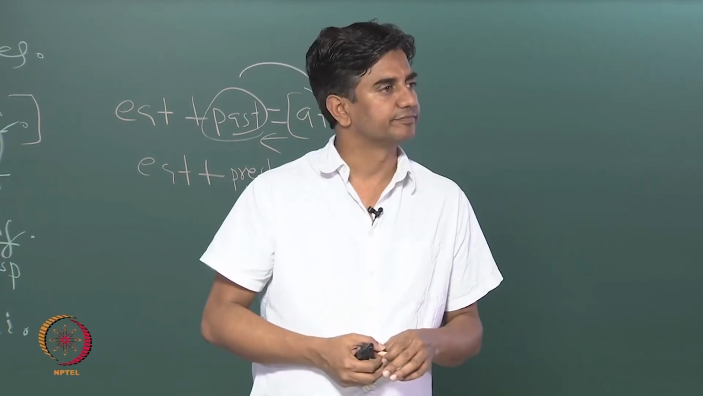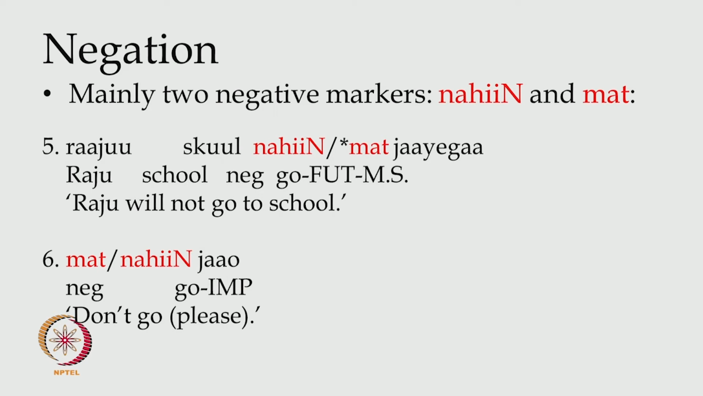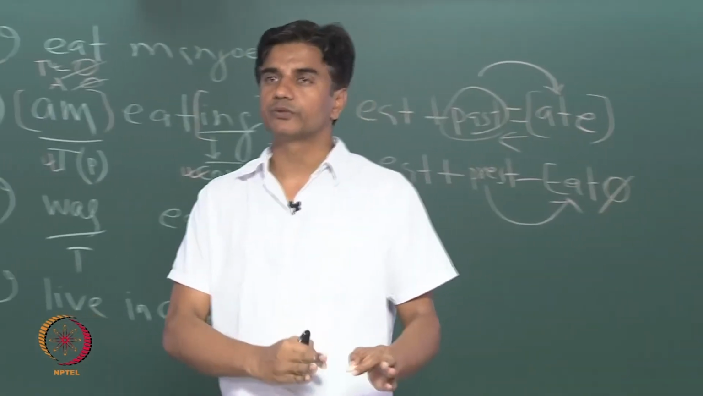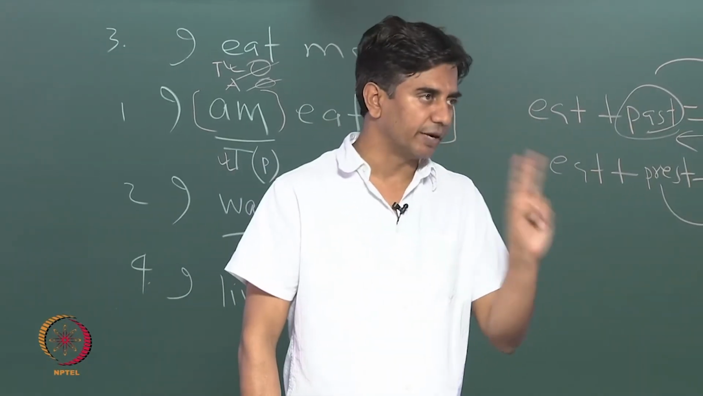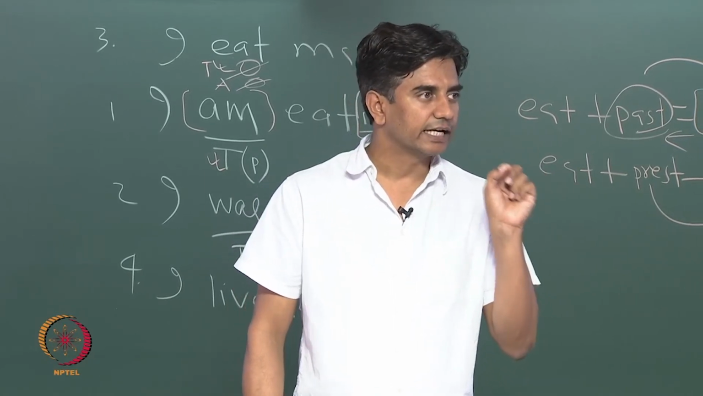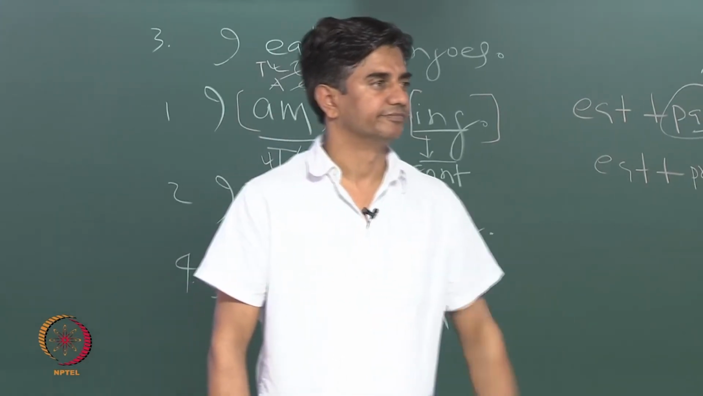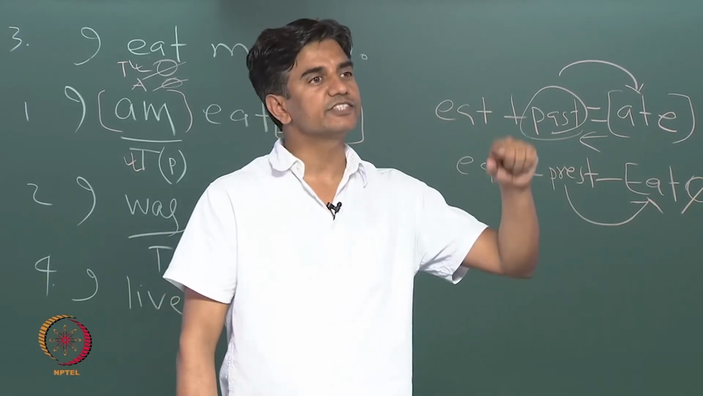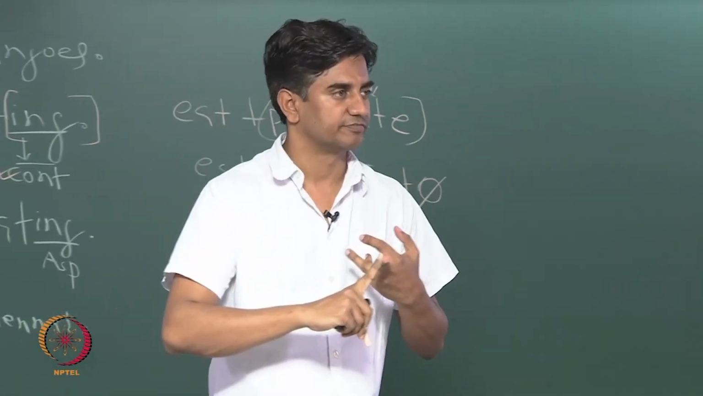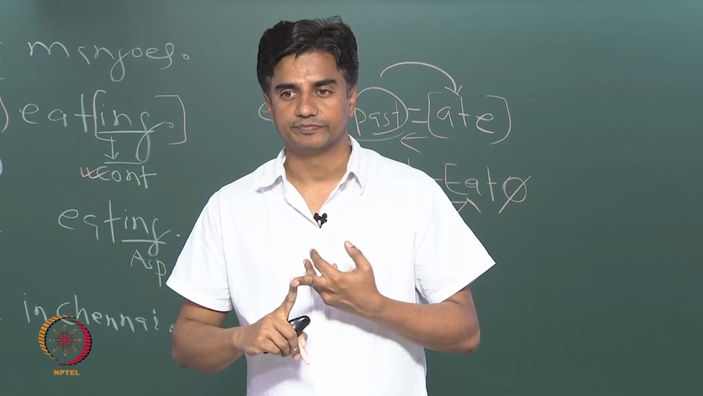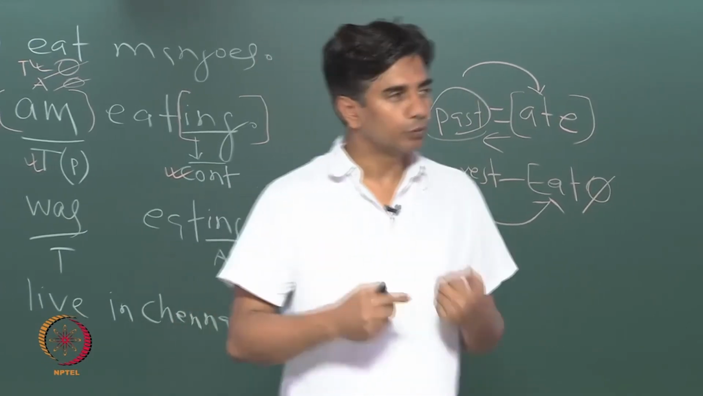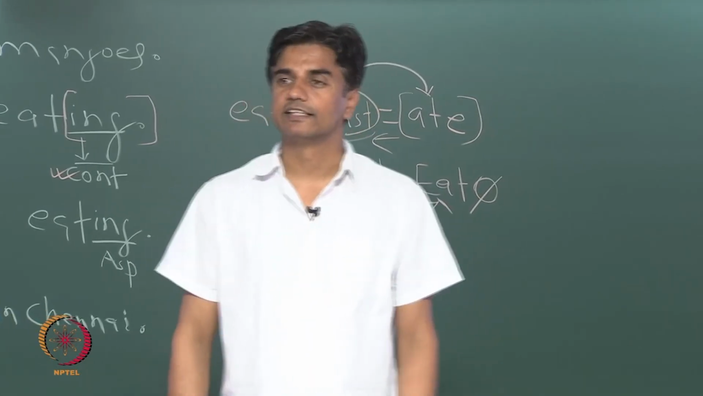However, in the second sentence, that is number 6, we can use either one of the two. We can say nahi jao or mat jao. Either way, the sentence is good. The point that I'm trying to make through these two sentences is that out of the two negative markers, mat gets used in a sentence only when there is no tense. If you try to use this word mat in any sentence which has tense, could be future, present, or past, the sentence will not be grammatical. It will not be a good sentence. This is another proof that sentence number 6 has got no tense.